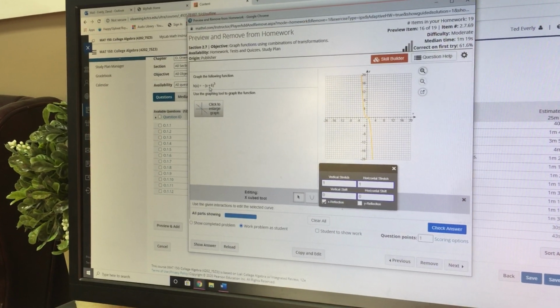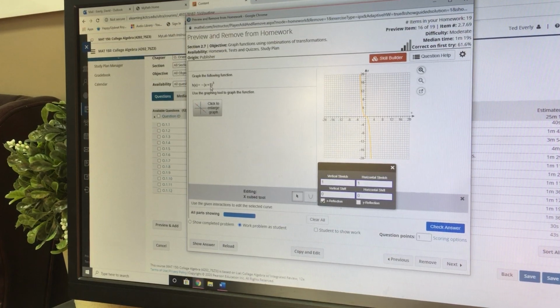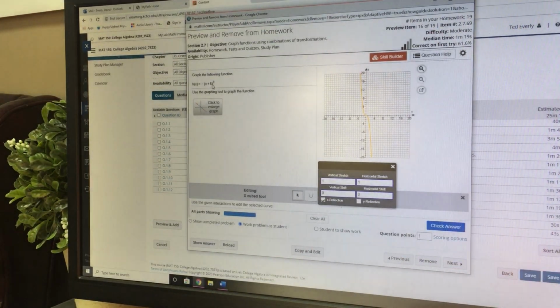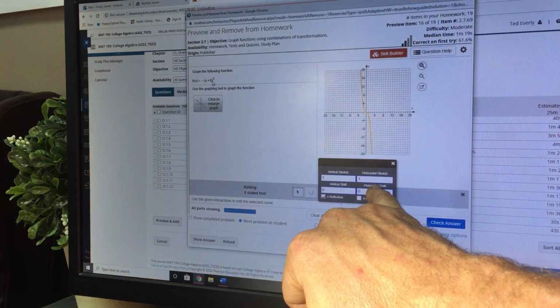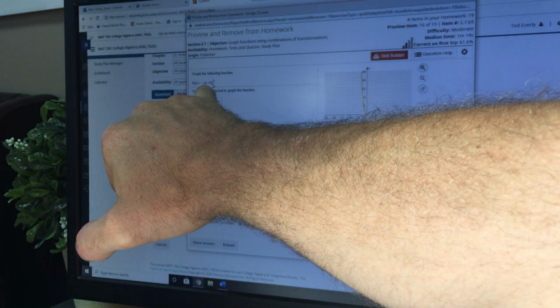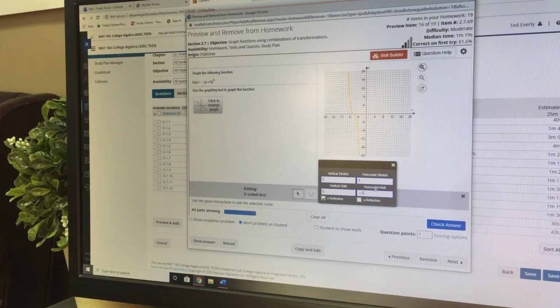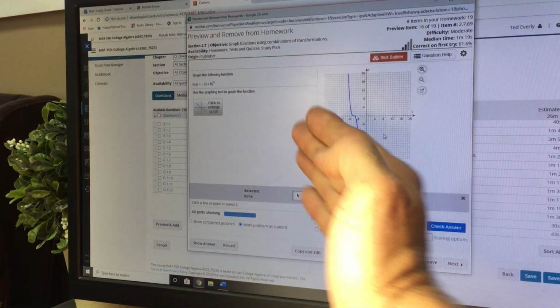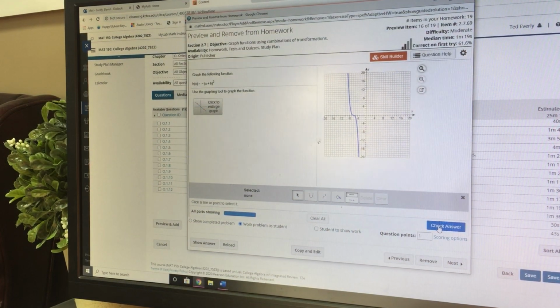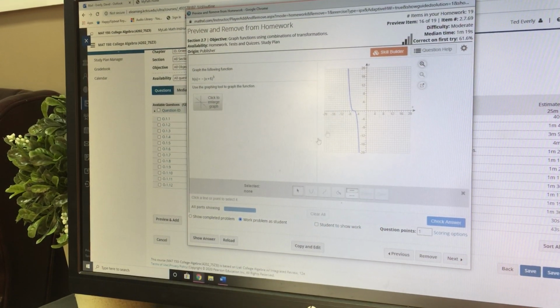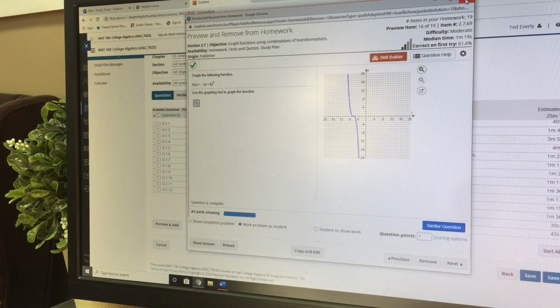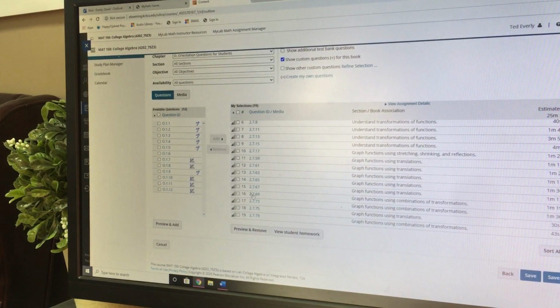Now, this +6, that's in the parentheses, which is horizontal. So we've got horizontal shift here. This says +6, and it does the opposite. So this would be -6. Okay, and see that's moved over 6. We can check it. All right, well done. Okay, 17.